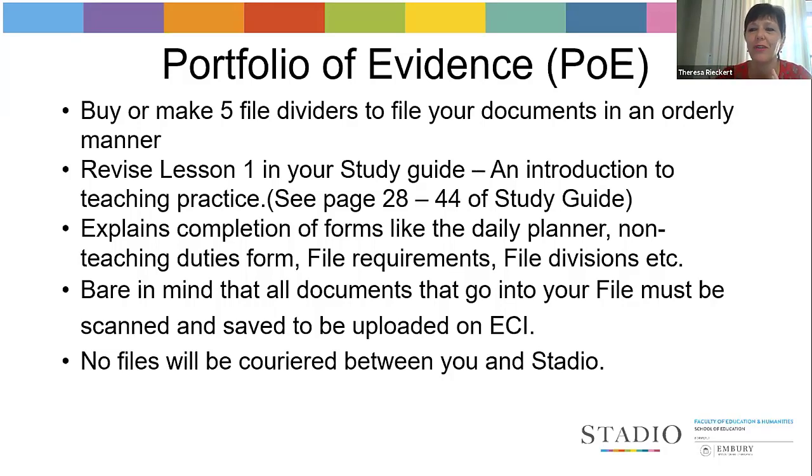So your admin is your first division. Your second division is your formal lessons. So those are the ones that will be assessed for marks. Your third division is your informal lessons. So they are not for marks. And then you have a reflection section, and you've got a general section. So there's 5 divisions, and therefore you'll have to have the 5 dividers in your file.